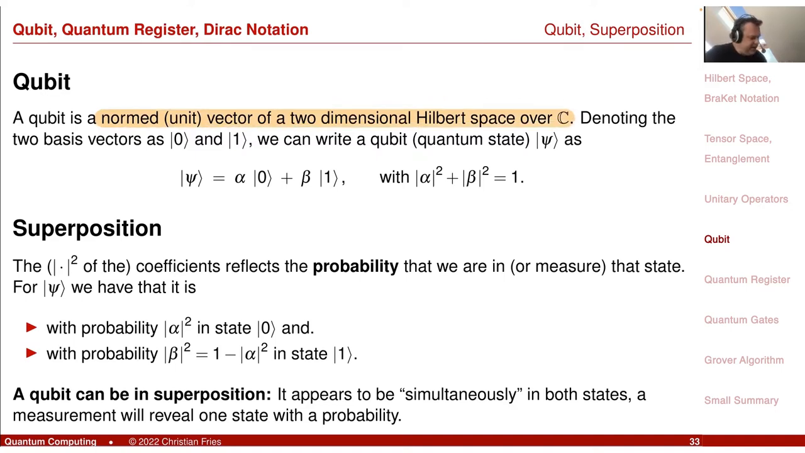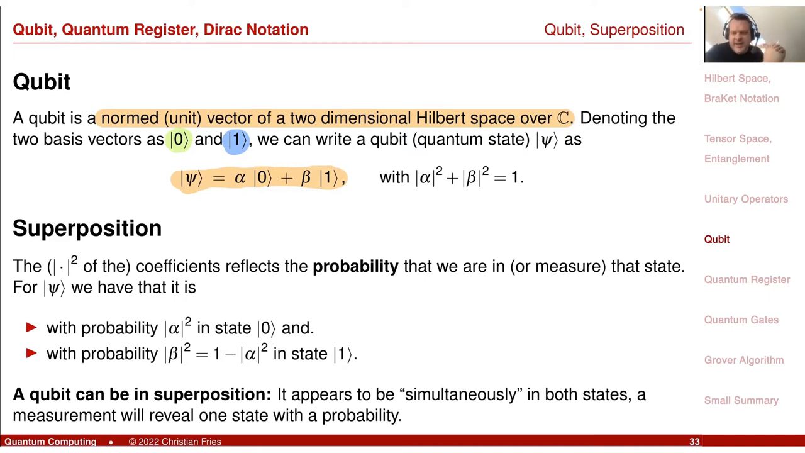Denoting my basis vectors as, say, |0⟩ and |1⟩, I can describe the qubit by α|0⟩ + β|1⟩, where I have the condition that |α|² + |β|² = 1, because it's a unit vector. And now you see that from this property, we can interpret this as the probability that the state is in |0⟩. So how much of |0⟩ is inside my state ψ?